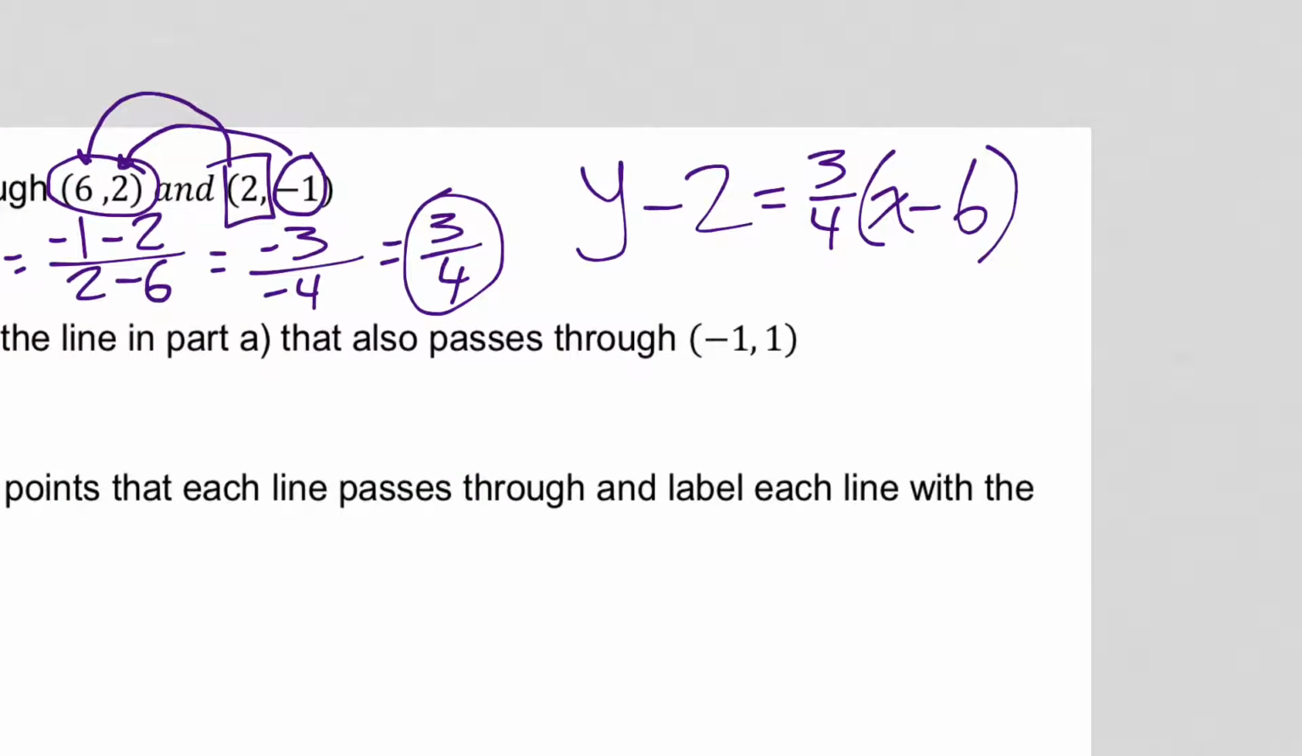Maybe you chose the other point for some strange reason. Y plus 1 equals 3/4 times x minus 2. Could you manipulate this and get it into slope-intercept form? Yes, absolutely, but there's no need to. You're finished. That 100% represents that equation.